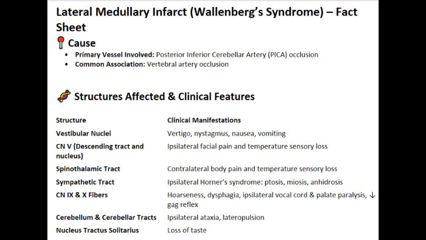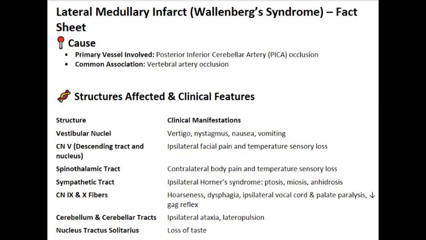You may also have affectation of the spinothalamic tract, and this will produce loss of sensation to pain and temperature in the contralateral hemibody. You may also have sympathetic tract involvement, and this may manifest as ipsilateral Horner syndrome, showing symptoms including ptosis, meiosis, and anhidrosis.